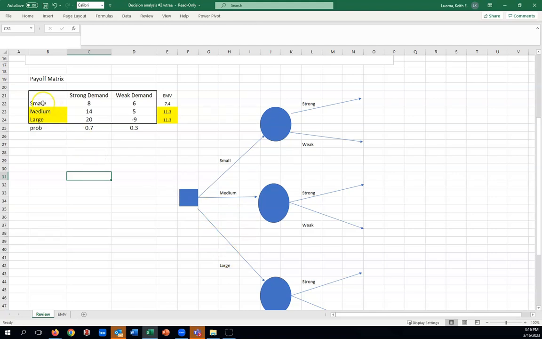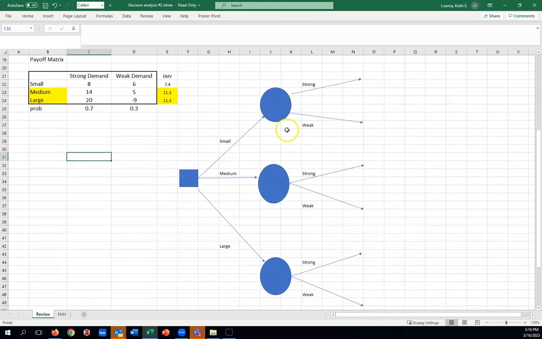Now, of course, we had to decide between a small, a medium, or a large condominium. So I've taken these three arrows and I've labeled them small, medium, and large. Now, that's within our control. What's not under our control is whether or not the demand will be strong or weak. Whether we get small, medium, or large, we still then have to wait and see strong or weak demand. So for each of these, I have a pair of possibilities.